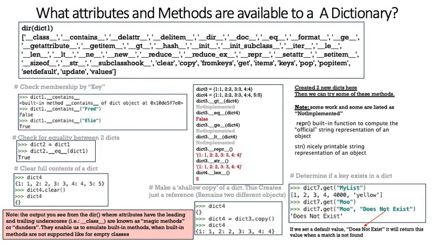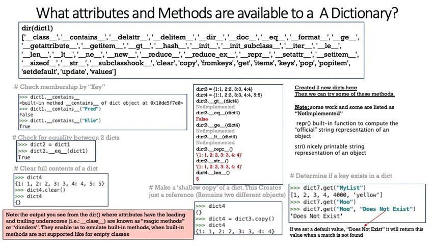In the example directly below that, we can make a shallow copy of a dictionary. This creates just a reference. These two objects would remain two different objects, and we can test that using the ID method if we wanted to. We don't do it here, but we could. Dict4 is an empty dictionary. Dict4 equals copy dict3. Now dict4 takes on the properties of dict3. So it is 1, 1, 2, 2, 3, 3, 4, 4. Then we can determine if a key exists in a dictionary.